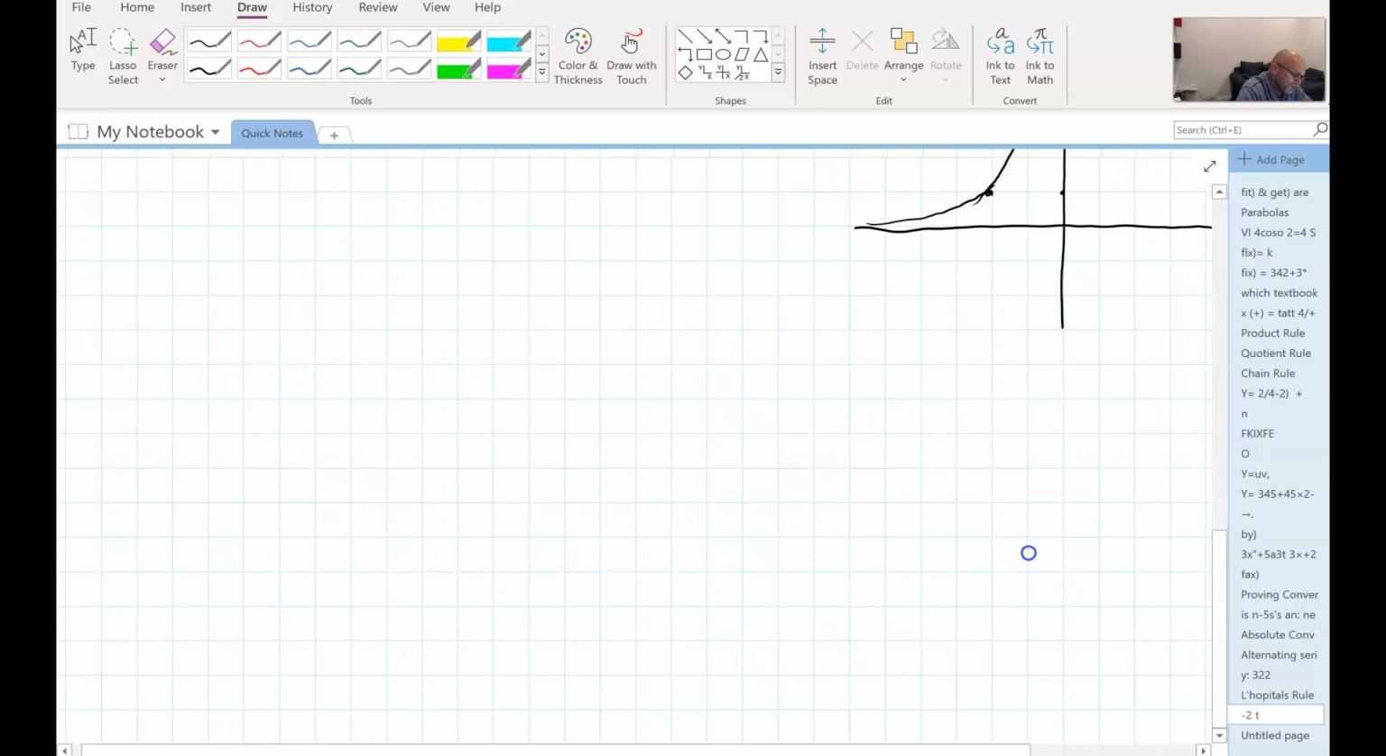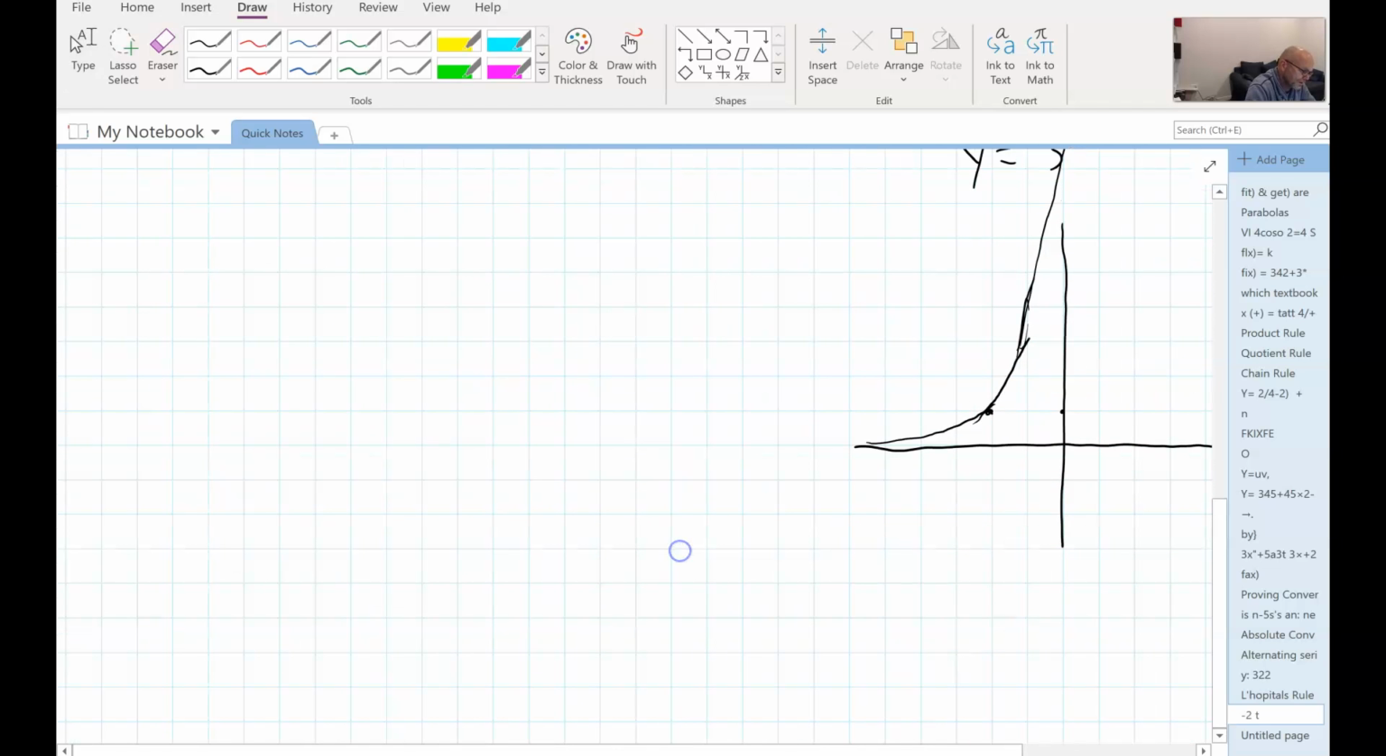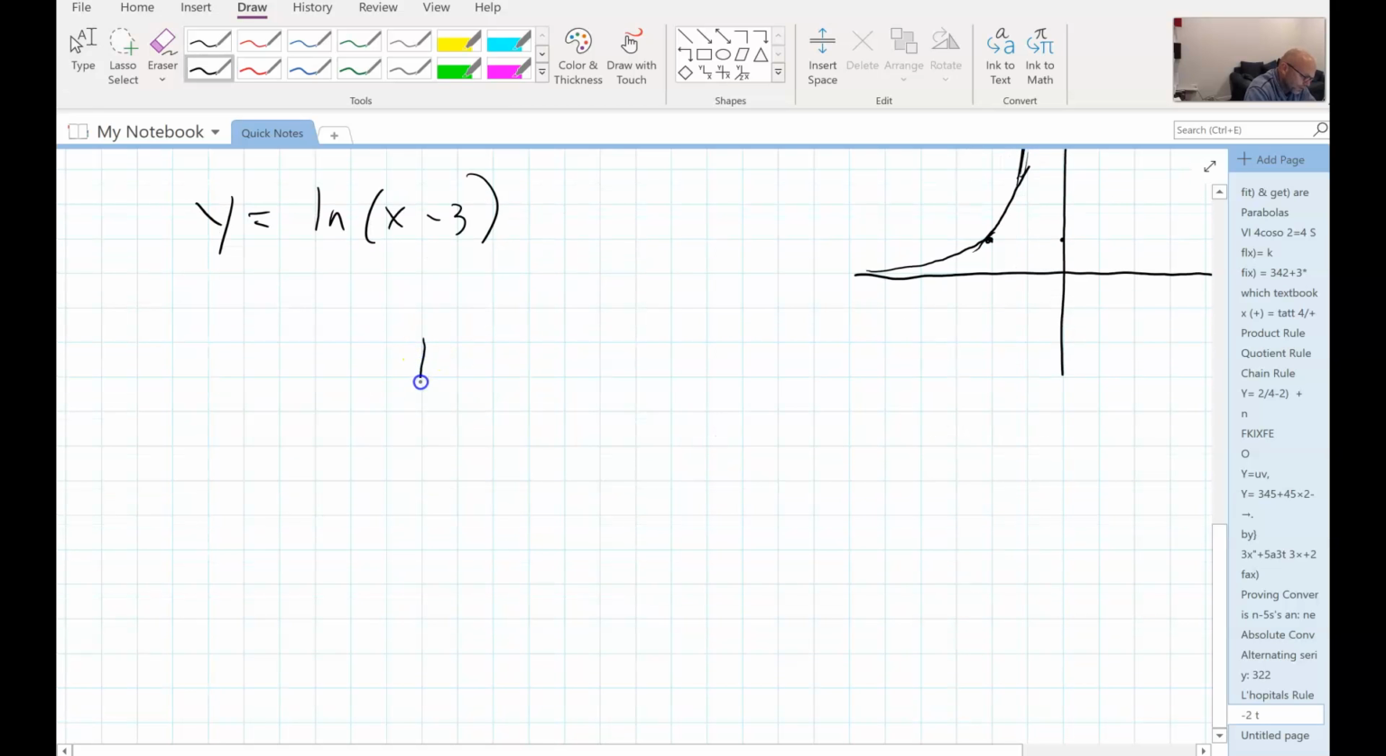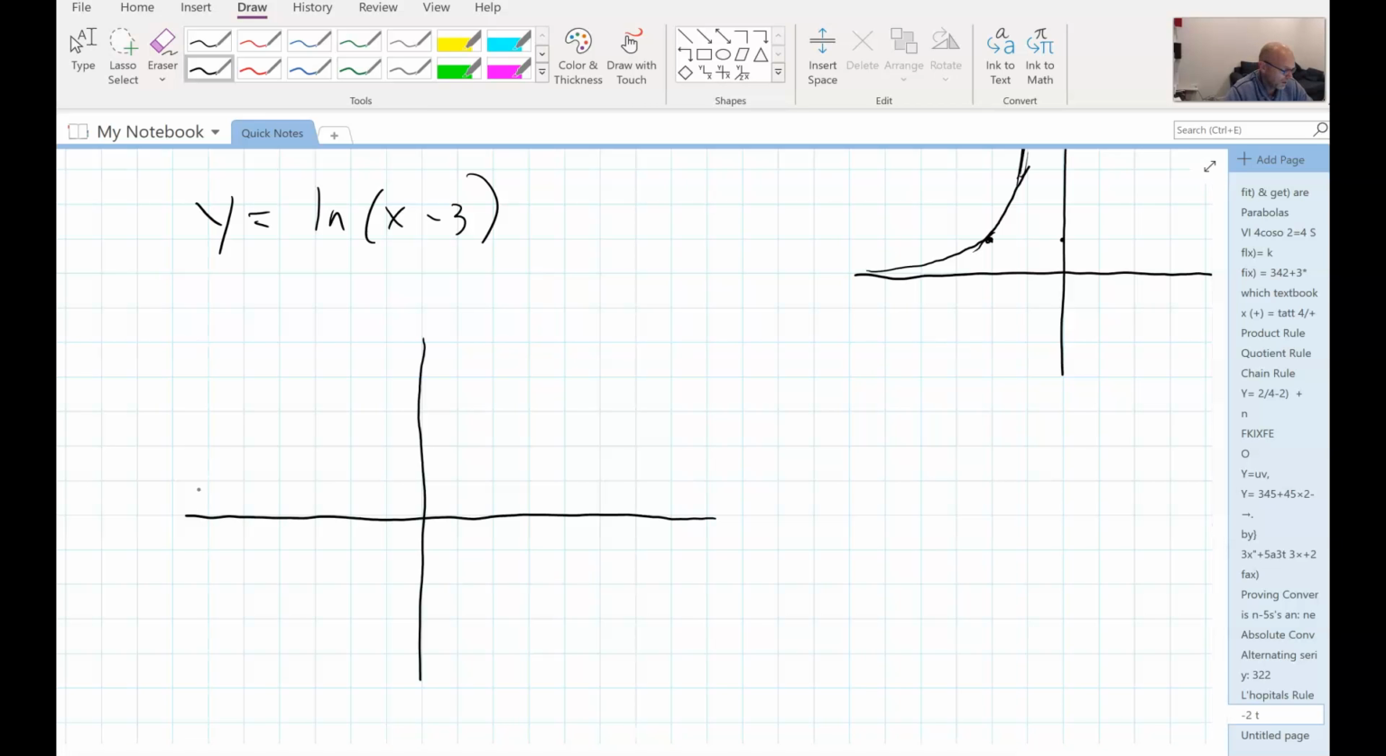Now likewise, we should be able to graph some logarithmic equations, like if I have y equals the natural log of x minus 3, let's say. Okay? So first of all, what does the base graph look like? Well, we know that the logarithm, remember, is the reflection of the e to the x across the line y equals x. So e to the x looks something like this, right? Well, natural log of x is going to look something like this, normally.